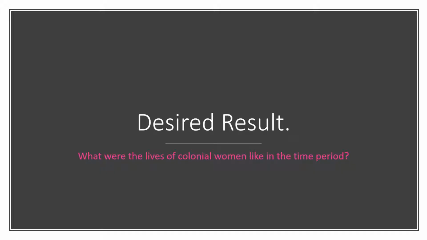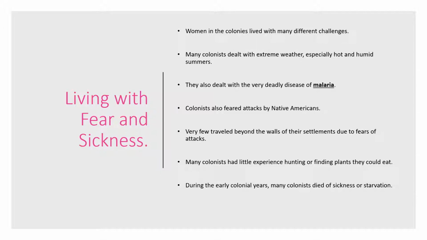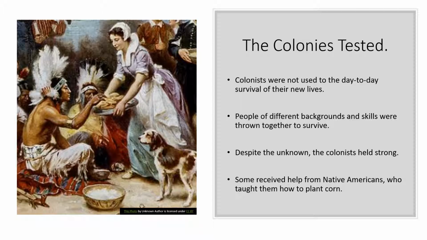Desired result: What were the lives of colonial women like in this time period? Living with fear and sickness. Women in the colonies lived with many different challenges. Many colonists dealt with extreme weather, especially hot and humid summers, and they also dealt with the very deadly disease of malaria. They also feared attacks by Native Americans, and very few traveled beyond the walls of their settlements due to fears of attacks. Many colonists had little experience hunting or finding plants they could eat, and during the early colonial years, many colonists died of sickness or starvation.